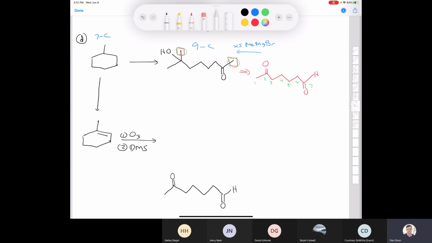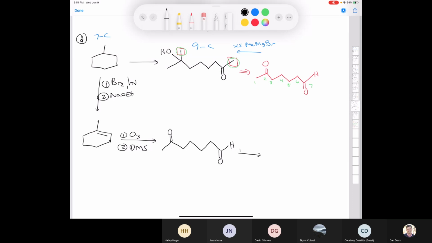So now the question just becomes, how do I get from here to here? And we've already seen that. We saw that in the last problem. First, you treat it with bromine, Br2, and light. Then you treat it with a non-hindered base to make the Zaitsev product. You do an ozonolysis reaction. You bust it open. Then to add those two methyl groups, you would treat it with excess methyl magnesium bromide followed by water.